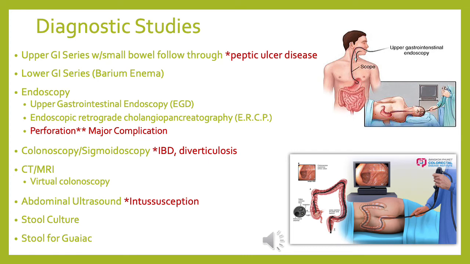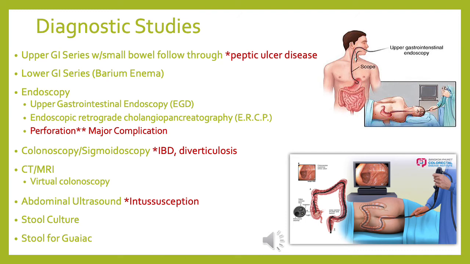The lower GI series is also known as a barium enema, and this is done again with the barium contrast. The barium is instilled into the rectum via an enema, and again, a series of x-rays are done to look at the structure and function to see what's going on in the bowel.